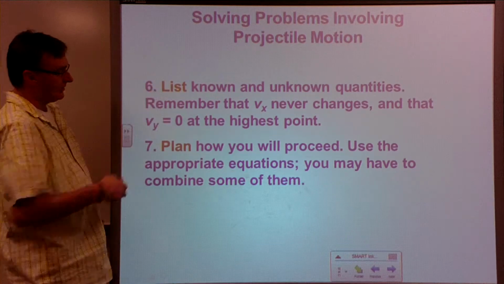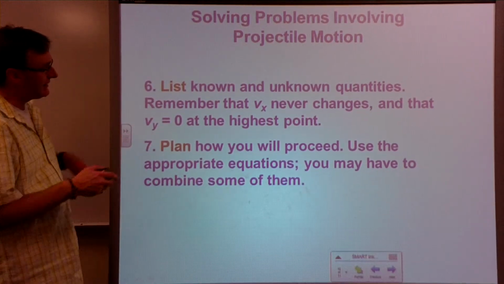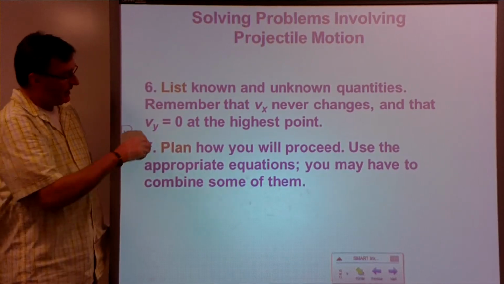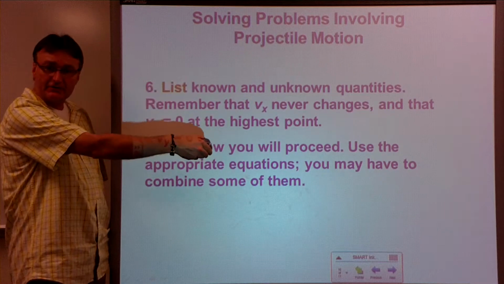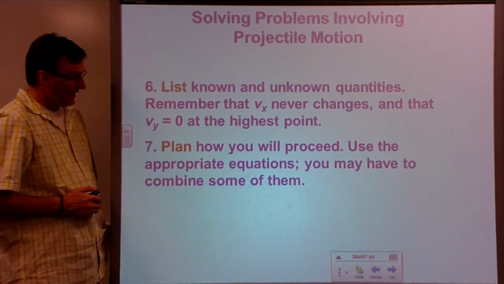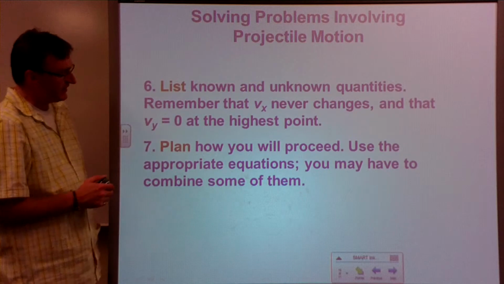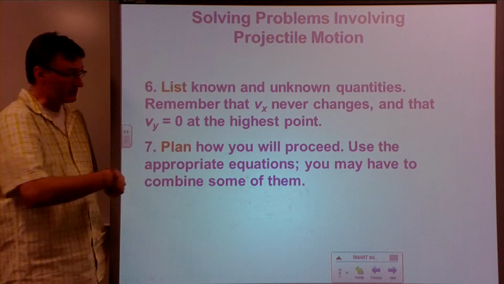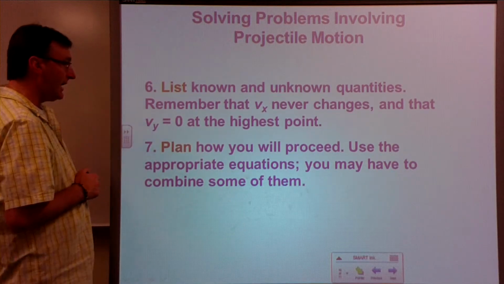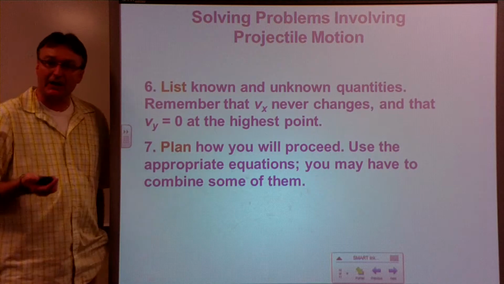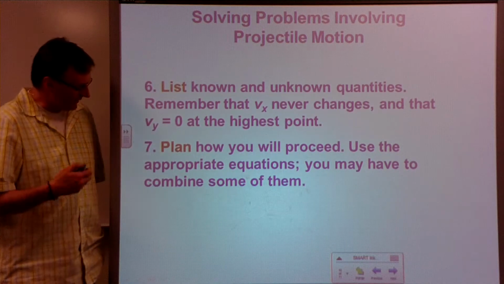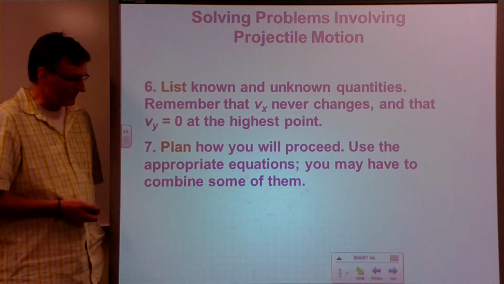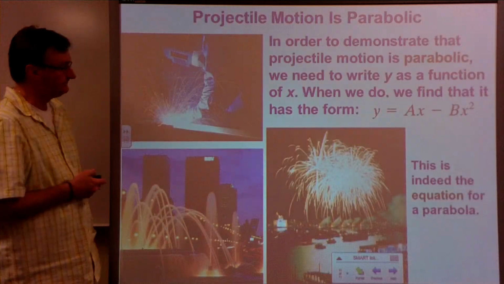So then you list your known and unknown quantities. Remember some of the useful bits of information. The velocity in the X direction is always the same, and the velocity in the Y direction at the top of its trajectory or at the highest point is 0. And the velocity at the launch and the velocity at impact will be the same as long as they're at the same height. And then plan how you proceed. You'll check out your equations, see what information you have, and see what information that you need to find out, and then choose your equations that will help get you there.